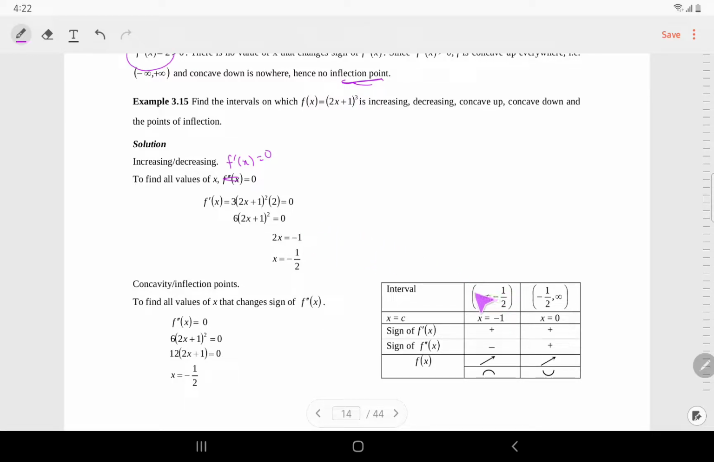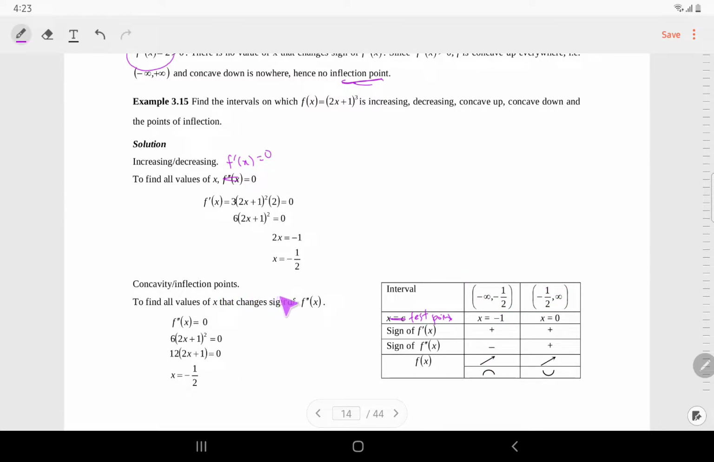So yang ni kita dapat bahagikan kepada dua interval. Okay, negative infinity until negative 1 over 2, and negative 1 over 2 until infinity. And then untuk cari increasing decreasing, kita kena cari test point kat sini. Okay, let's say kita pilih nombor ni and then masukkan dalam f prime x. Okay, kat sini dapat positif, positif meaning that it is increasing. Okay, itu untuk increasing decreasing tadi. So maksudnya dua-dua interval ni increasing.